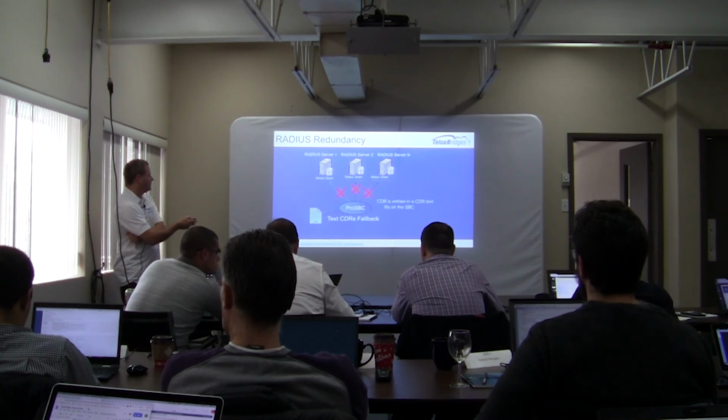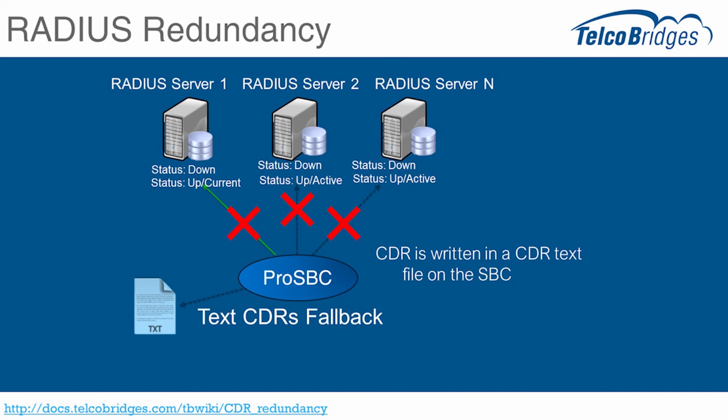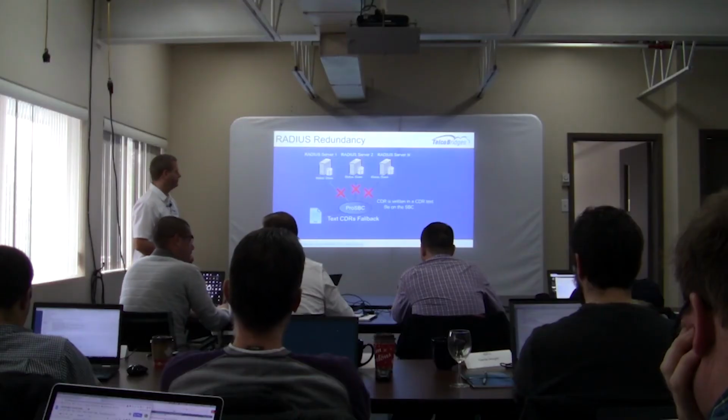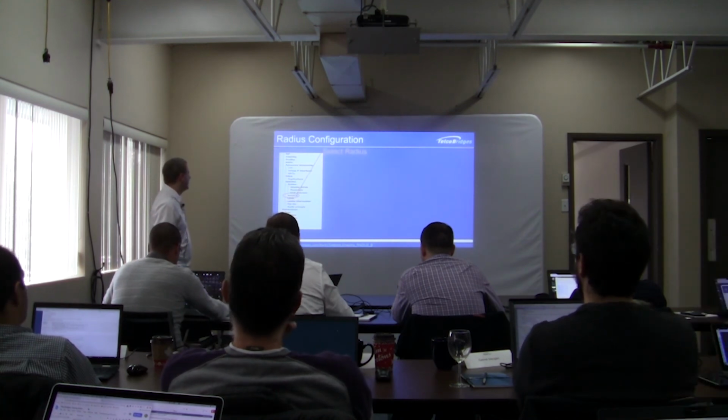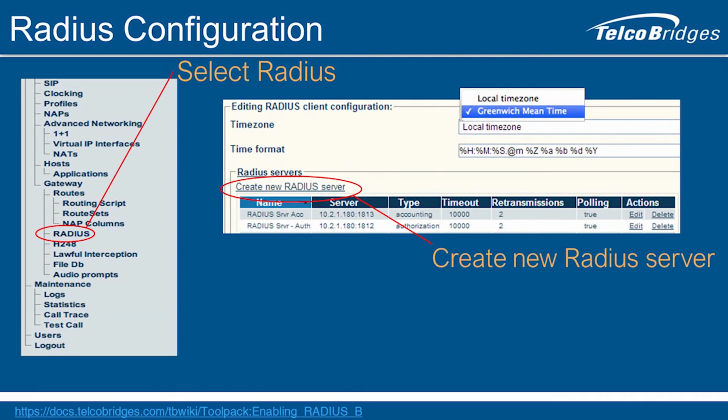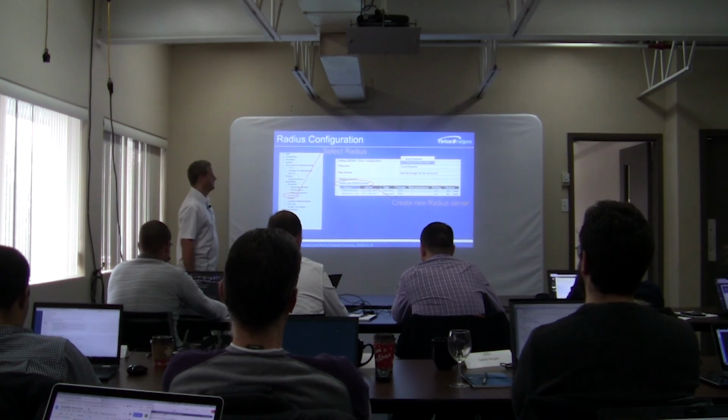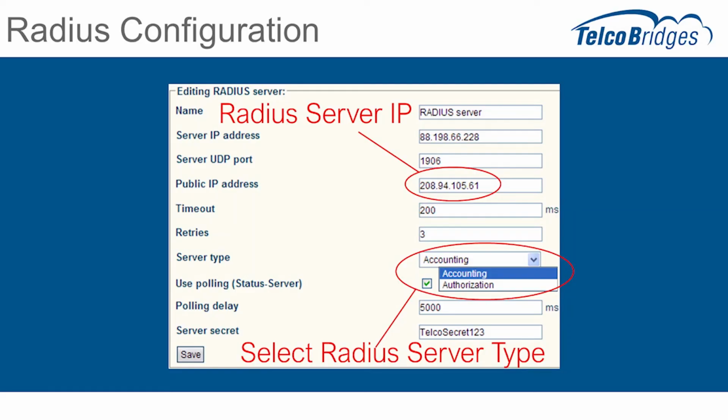What else is here? Yeah, okay, so that's the text CDR fallback. So if all of them go down, then it will fall back to a text CDR, okay, if you've enabled the option. Radius configuration, we saw that, right? So you can configure your radius servers in the system, and then the type, either authorization or accounting. Accounting is for the CDRs. Yeah, so we saw that also, accounting and authorization.